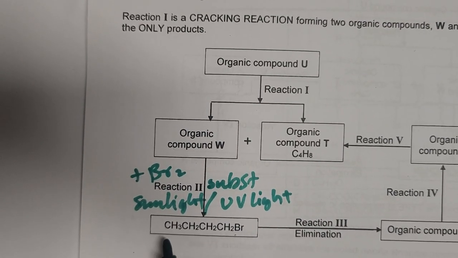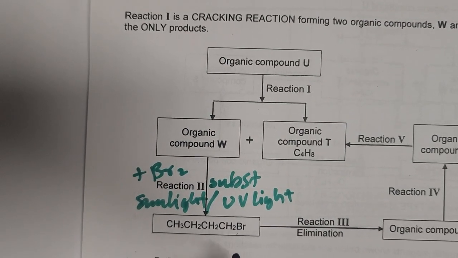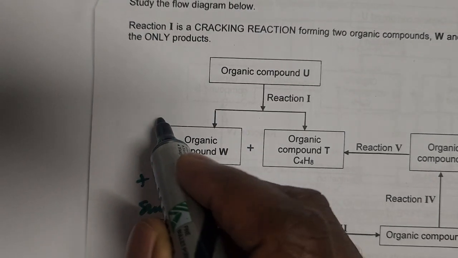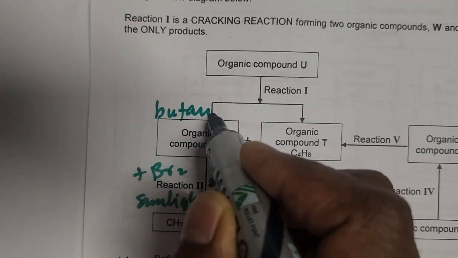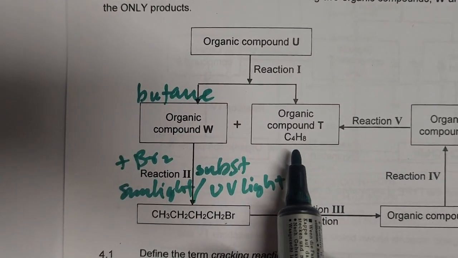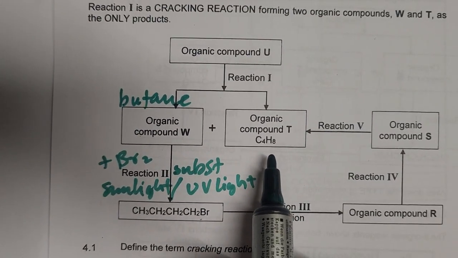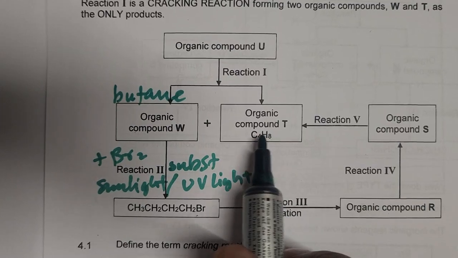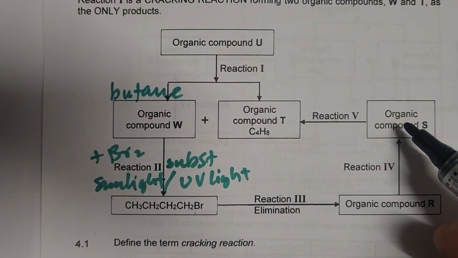Now, we can tell how many carbons, 1, 2, 3, 4. Therefore, this alkane was butane. We can tell that now. Therefore, W is butane. If we know that this is butane and this one can be but-1-ene or but-2-ene, then, but this is the reaction 4.